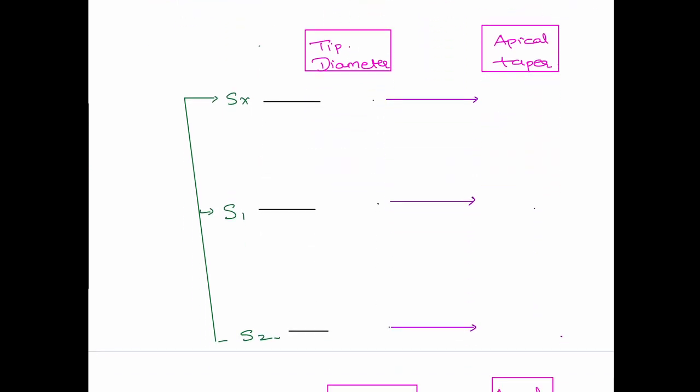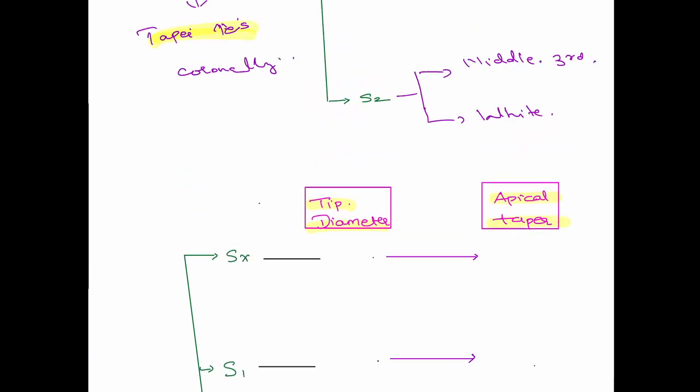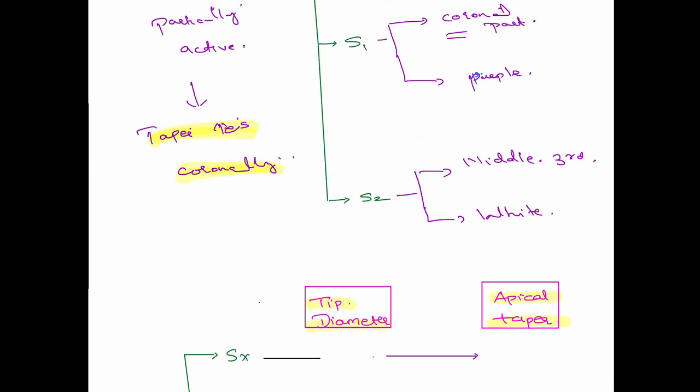Now, for the same shaping files, I want you to learn two things here. One is tip diameter, and second is apical taper, the taper at the apex. Because this has got a progressive taper, you can't say that the same taper is there throughout. No, it's progressive. So it's better to learn the apical taper only. And as I told you, the taper increases towards the coronal part.